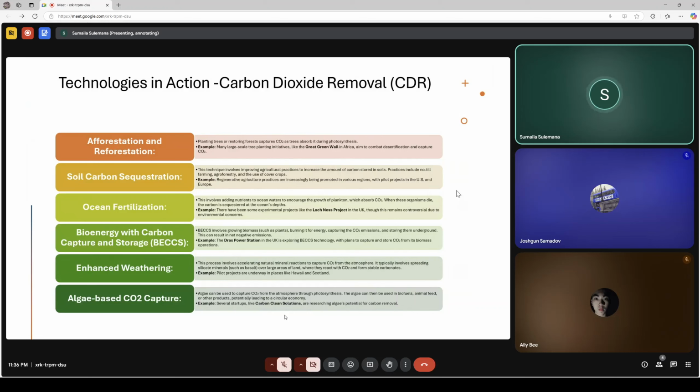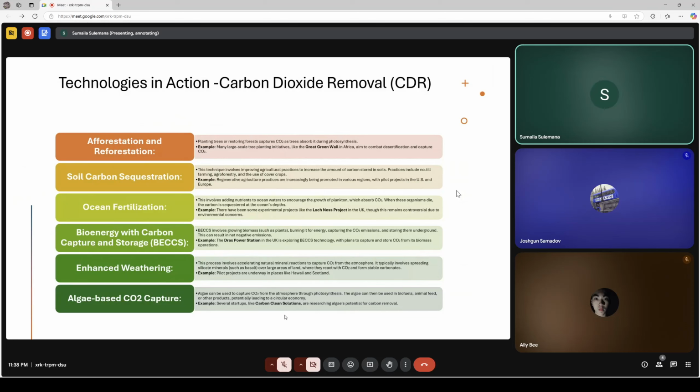So bioenergy with carbon capture and storage. This is one of the most interesting technologies out there, which is mostly termed BECCS. What people look at in this technology is trying to channel biomass, or producing energy from biomass. Then they capture the CO2 produced through that process and store it underground. An example of that is the Drax station in the UK, which is exploring the best technology with plants to capture and store CO2 from the biomass operation.